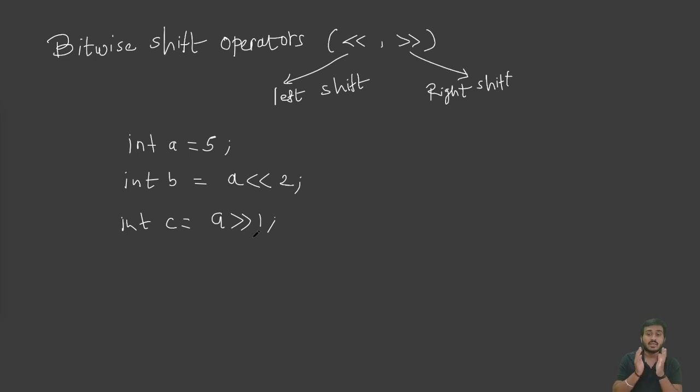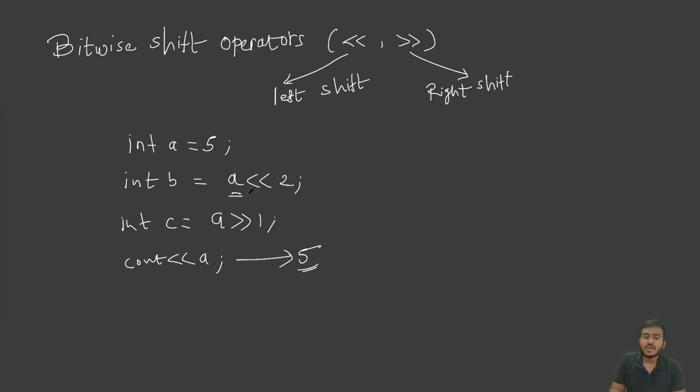Always remember, the right shift and left shift operations are not going to change the original operand bits. It is not going to alter the original operand. So after this statement, when you print a, the value of a is going to be the same. It is going to be 5. It is not going to change.